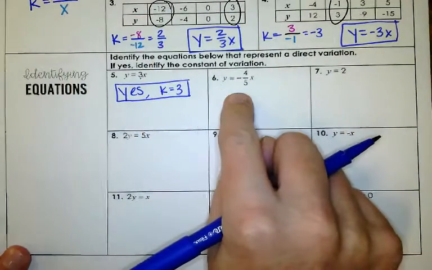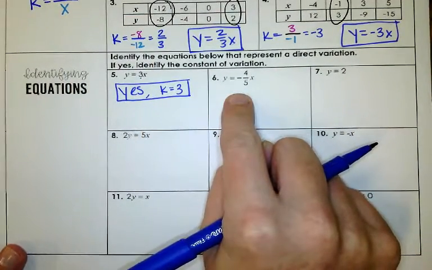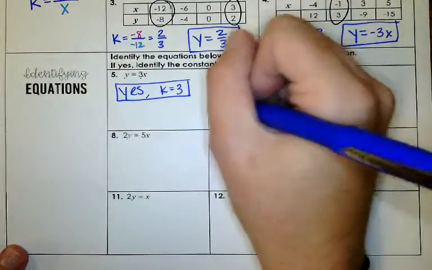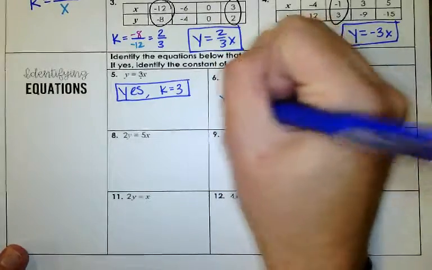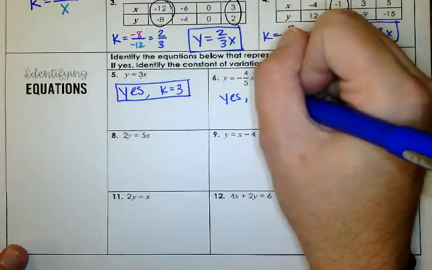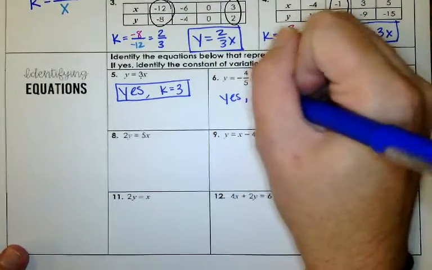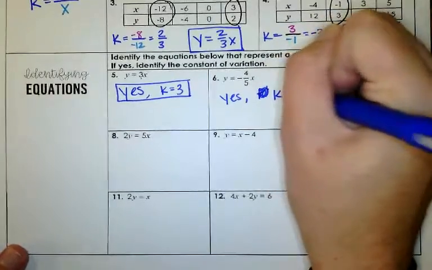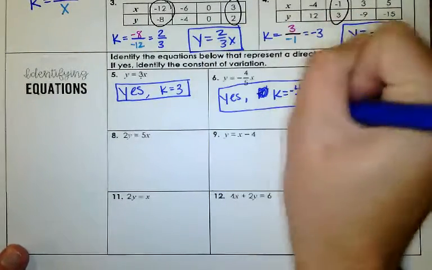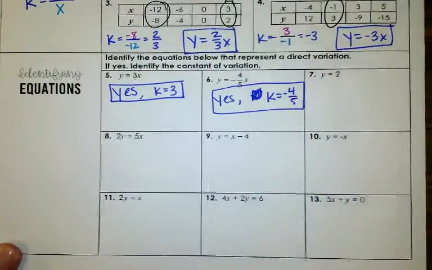Okay, what about number 6? Is this one yes or no? Yes, it is, because there's no b. So this one is yes. And my k, whoa, that doesn't look good. K equals negative 4/5. Do y'all feel good about that?